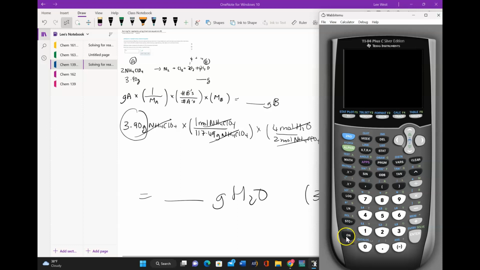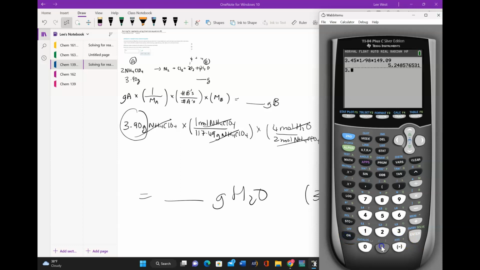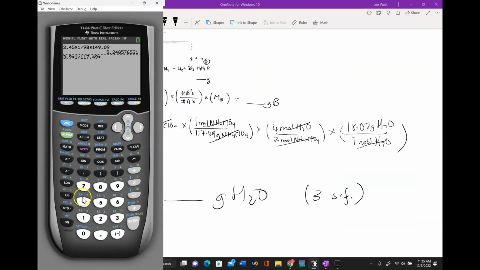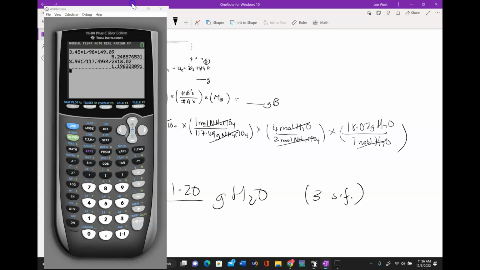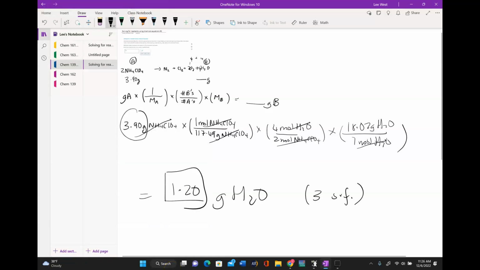So let's give this a go. We've got 3.9 times 1 on 117.49 times, and the mole ratio is important this time, it's 4 on 2, times 18.02. And there we go. So to 3 significant figures, this would be 1.20 grams of water. Well, that's it. And we got it done.